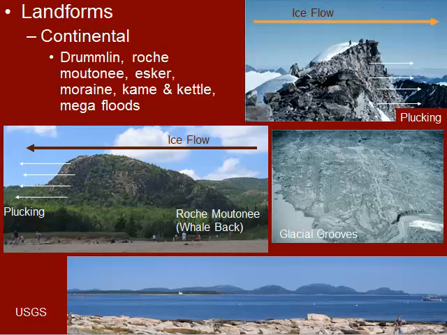Some of the continental erosional features that we see are things like roche moutonnées, or whalebacks. You can see two images here with the ice flow across the surface, and then where we would have nice polished bedrock, and then the plucking on the lee side.